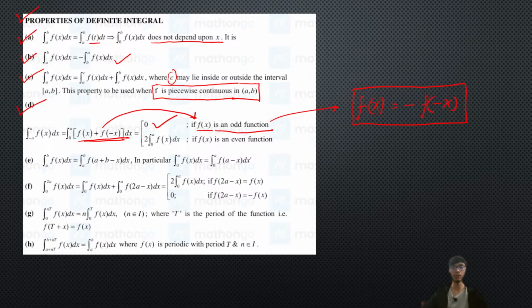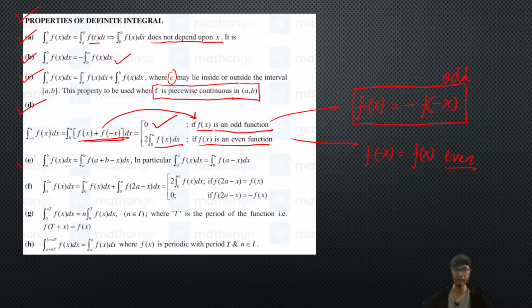Now, if f of x is an even function, we have f of minus x equal to f of x. So this was for odd and this was for even. When it is an even function, this summation sums up to 2 times the integral from 0 to a of f of x dx. I hope it is clear.